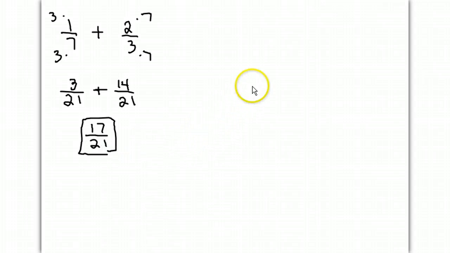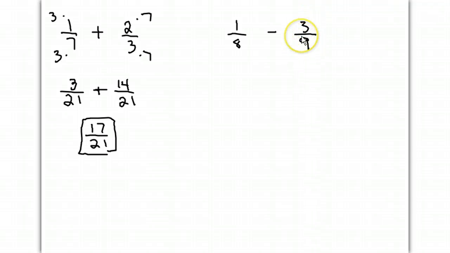So let's say you are subtracting, and let's say you had 1 divided by 8 subtracted from 3 divided by 9. 3 over 9 is the same thing as 3 divided by 9. A lot of people didn't know that, but it's also true. So what's the common denominator of 8 and 9? That's 72. So what times 8 will give you 72 is 9. So I multiply top and bottom by 9. And what times 9 will give me 72 is 8. So I multiply top and bottom by 8. So what I will end up with is 9 over 72 minus 24 over 72.